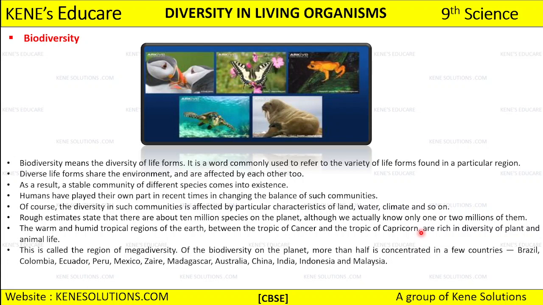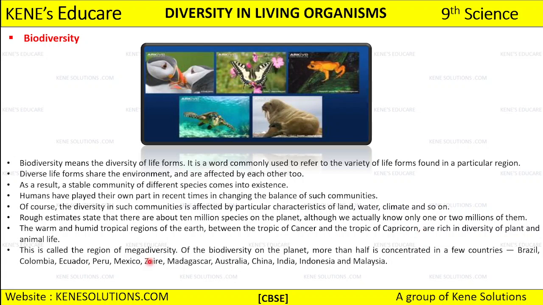How many do we know? We are only aware of 1 or 2 million species which are available on the planet, and about the rest of the species we are not aware.